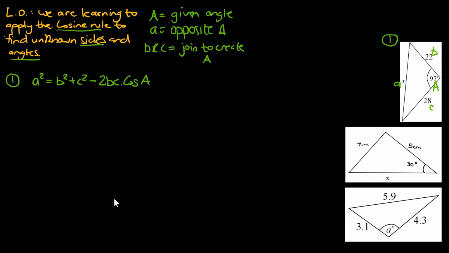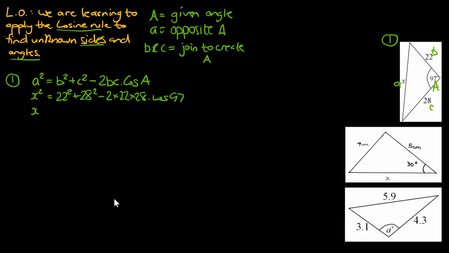We're then going to start by substituting everything we know. So little a, well, that's going to be x squared. That comes from our diagram. That's going to be equal to b squared, which is 22 squared. We're then going to add c squared, which is 28 squared. We're then going to minus 2 times 22 times 28 times cos 97. And that's the given angle, or the big A, as well.